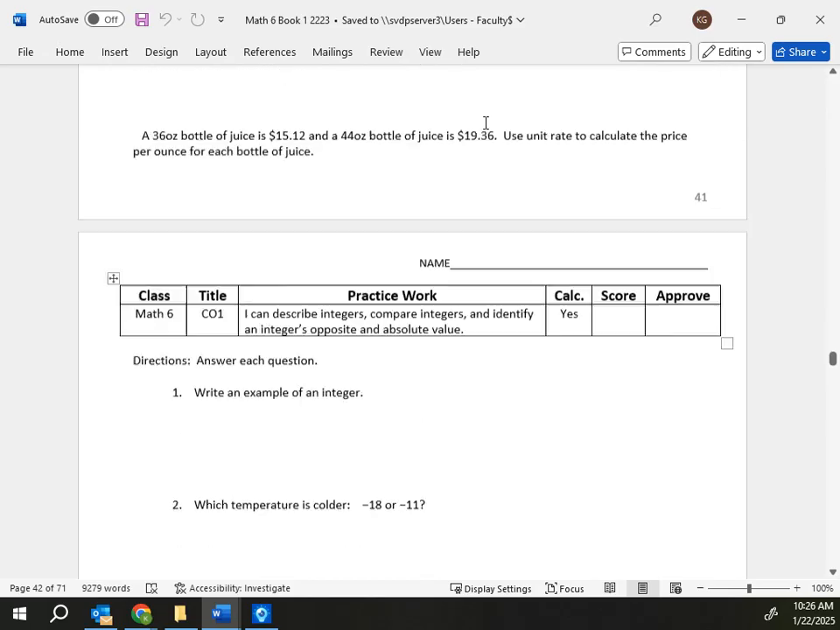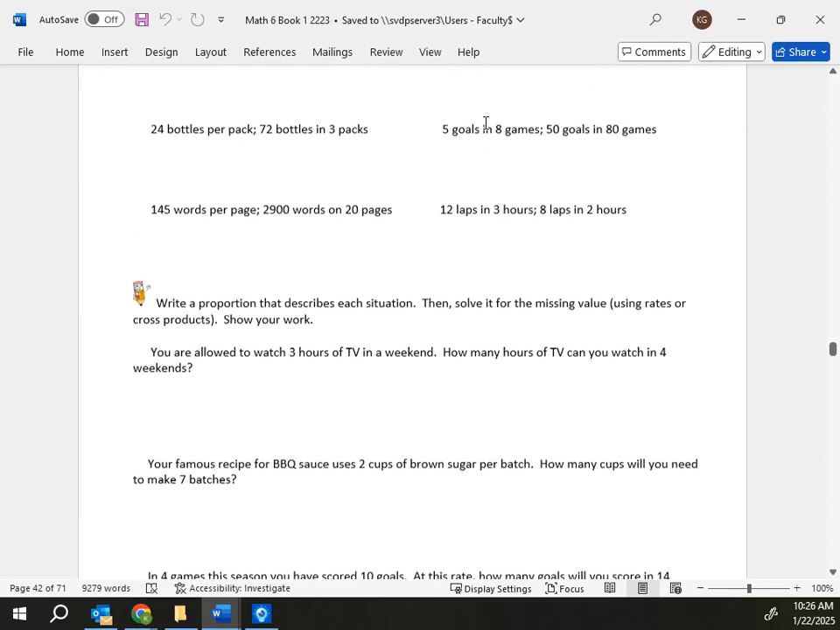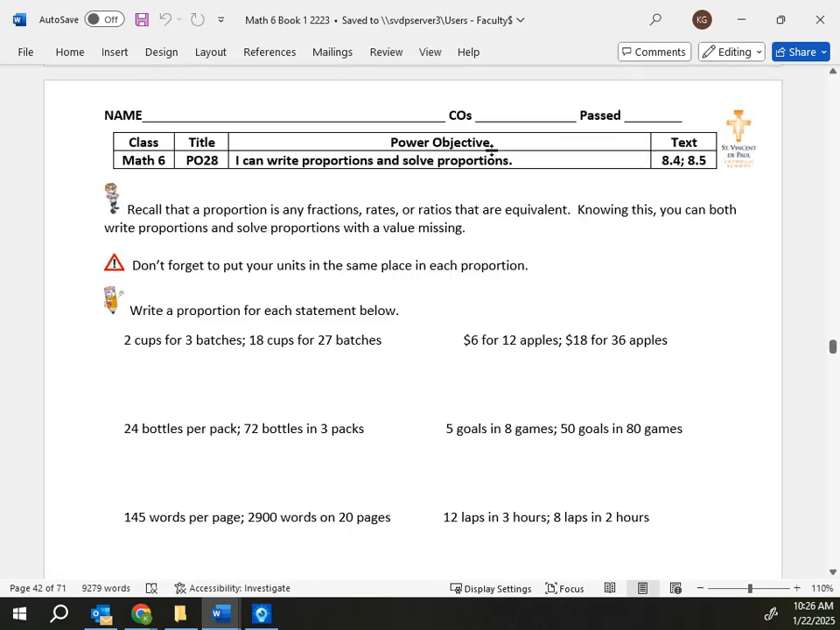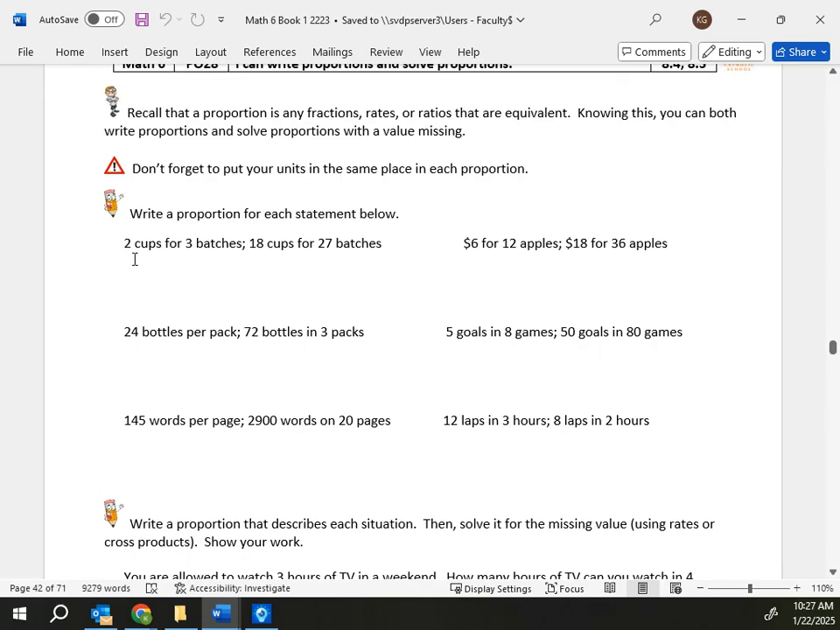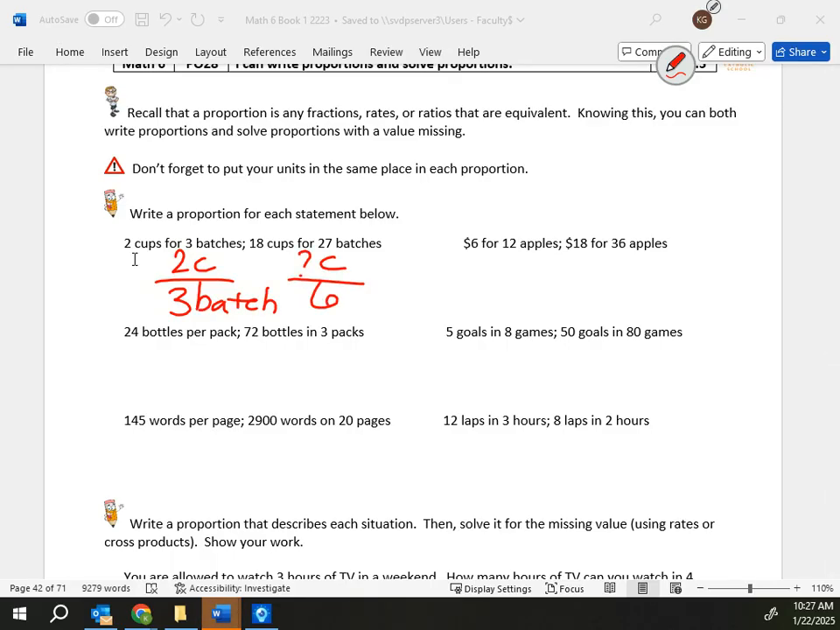And then we have 28. Went a little too far. All right, PO 28, I can write proportions and solve proportions. Remember, you put 2 cups over 3 batches. So you would have 2 cups over 3 batches. And then if it asks how many cups for 6 batches, you need to remember, line them up, cups over batches, cups over batches.